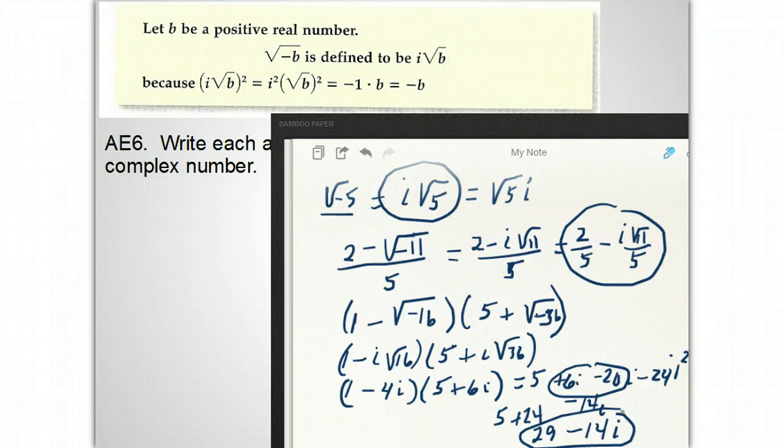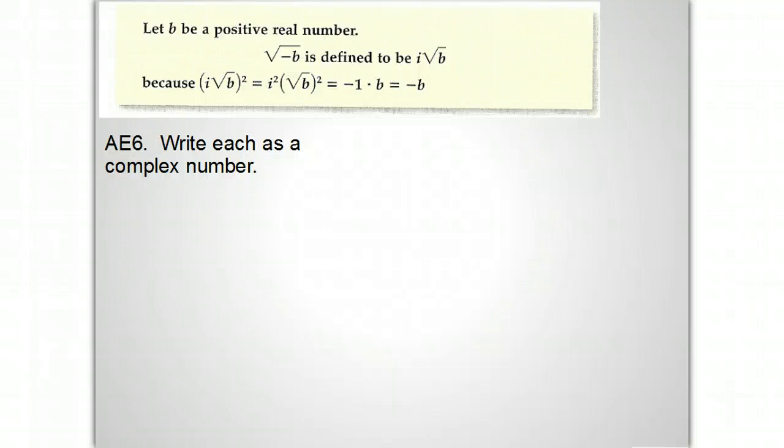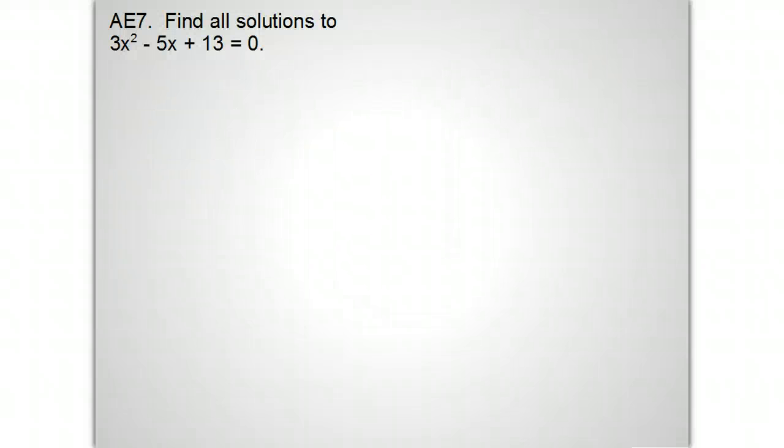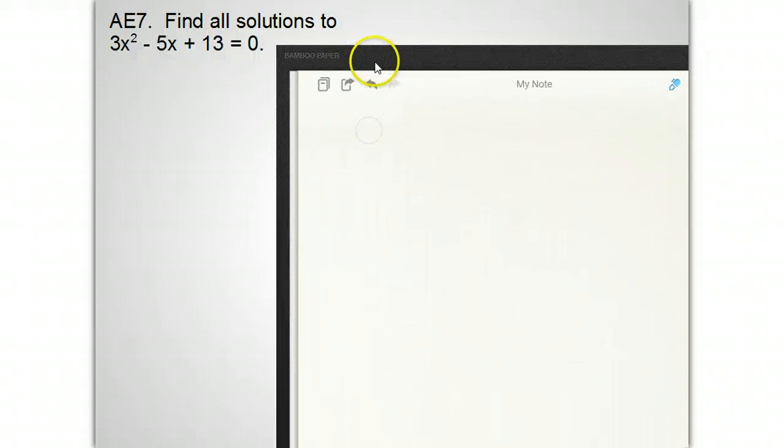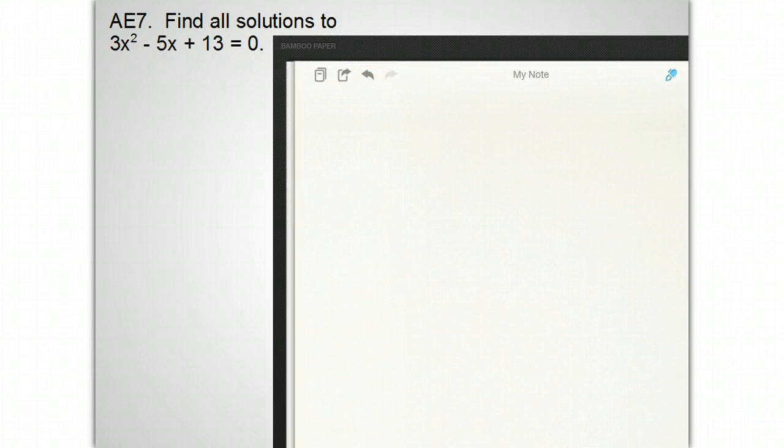Okay, so that was our third example. So we'll end with finding all solutions to this quadratic equation, and not surprisingly, if we did find the discriminant, it would be a negative number. So there are no real solutions to this, but now we're thinking complex number system, so there should be solutions because we can get over the fact that we have a negative underneath the radical sign.